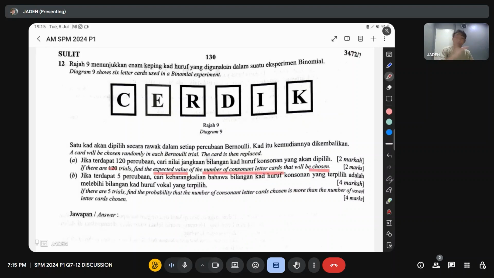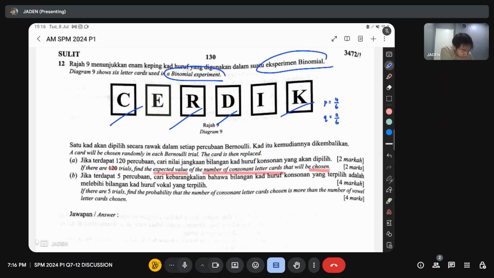Now, out of this CERDIK, Cerdik, right? Which ones are consonants? C, R, D, and K, 4 consonants. If I want a consonant to be chosen, my P value will be 4 out of 6. Q value will be 2 out of 6. Because this is about a binomial experiment. I believe when you learned this chapter, you knew what P and Q are. P is the probability of the success event, and Q is the probability of failure.